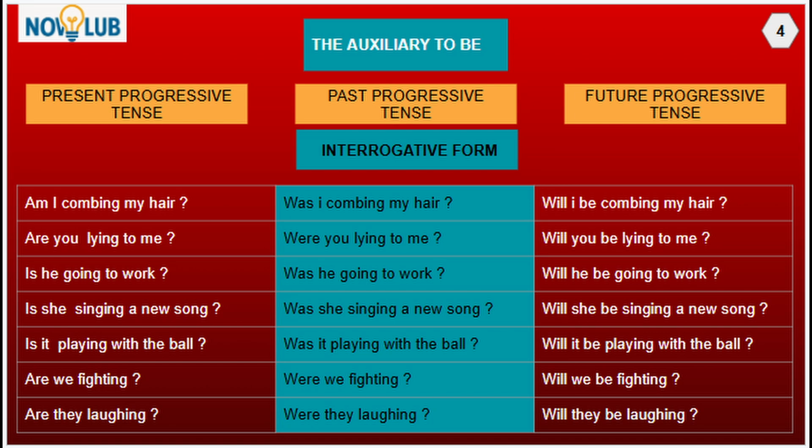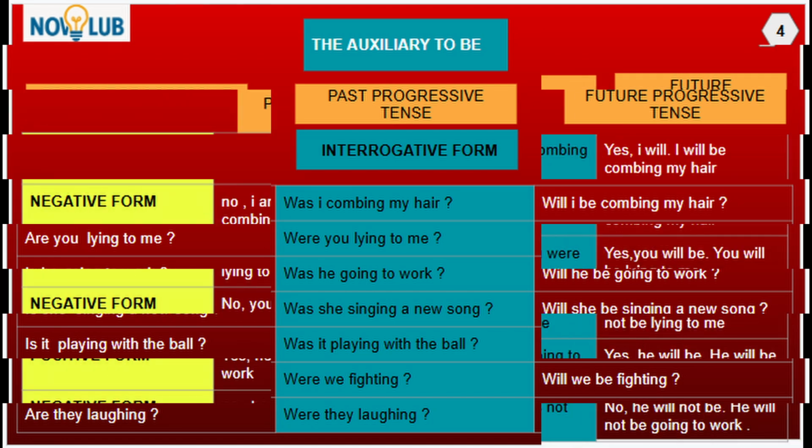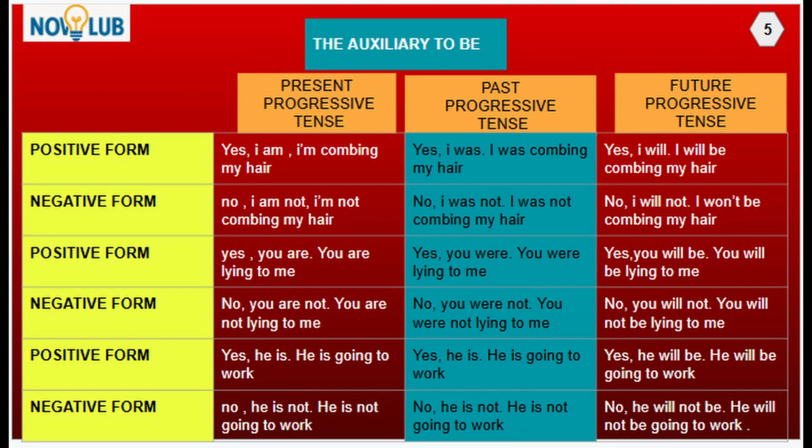So to answer those questions using a positive form and negative form, you can say, "Yes, I am. I am combing my hair." This is present progressive tense. In past tense, we will say, "Yes, I was combing my hair." In the future, we'll say, "Yes, I will be combing my hair."